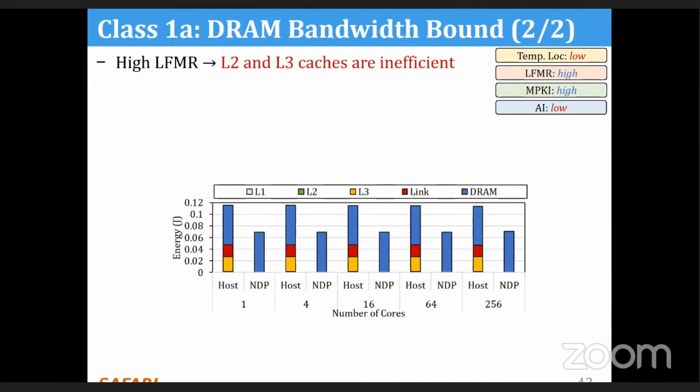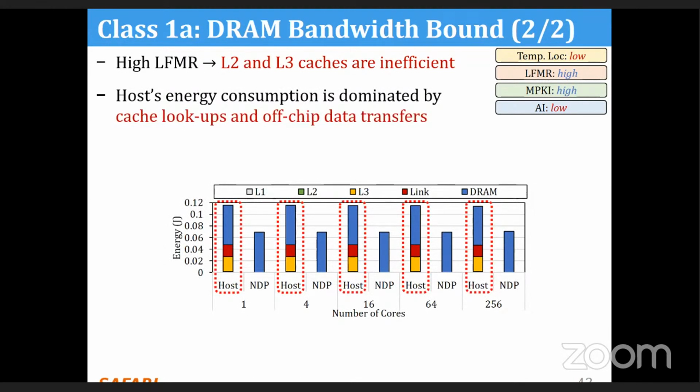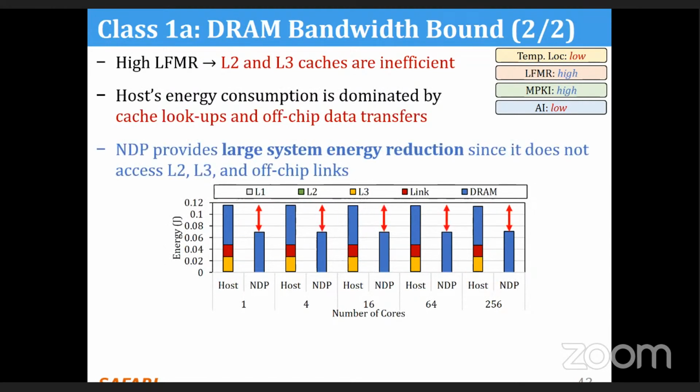In this class 1A, also we can observe in terms of energy consumption. So notice that we are saving a lot of energy because we don't need to go to L2 and then L3 and then go through an off-chip link that also consumes a lot of energy. Here, it's essentially like accessing DRAM, right? Which is more or less the same amount of energy that you also needed in the host for the DRAM access itself, internal to DRAM. But yeah, as you see, we can save a lot of energy regardless of the number of cores that we use in both configurations.